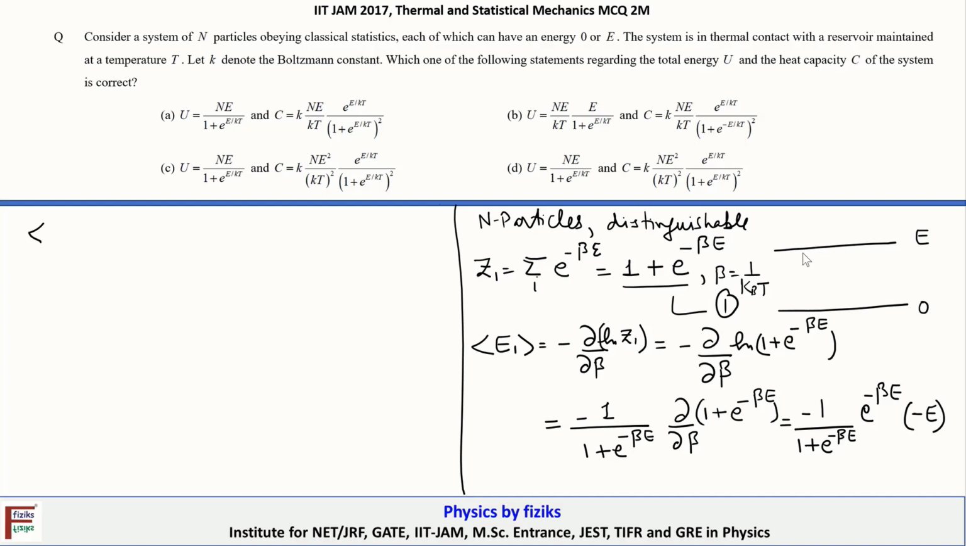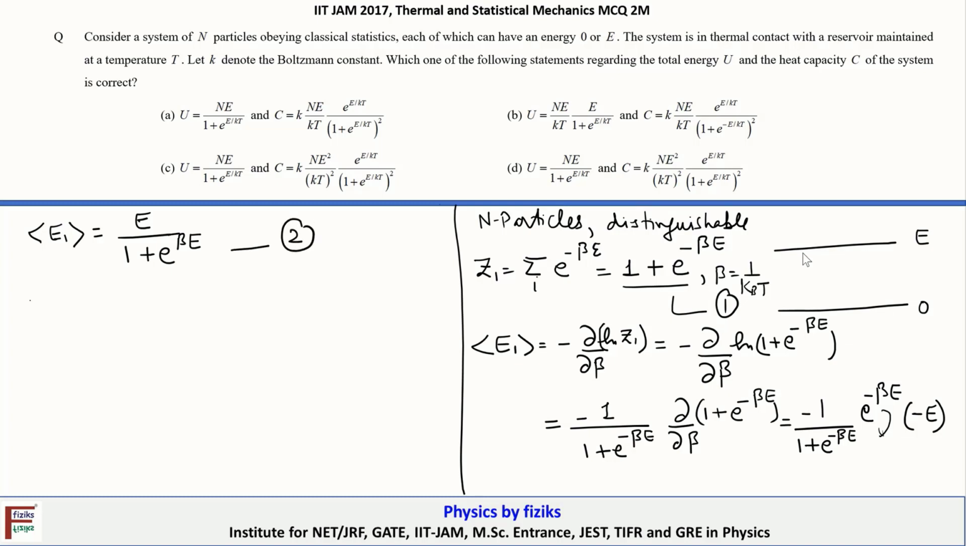So E1 turns out to be equal to E, because we have a negative sign two times, minus and minus, which becomes plus, and we take the exponential to the denominator. So this will be 1 upon exponential minus beta E in the numerator, and when we multiply by exponential beta E, this becomes E upon 1 plus e to the power beta E. So this is our average energy per particle. Let's call this equation 2.